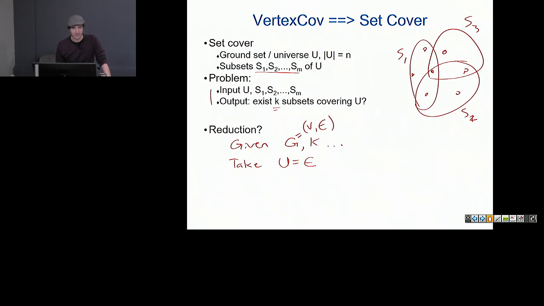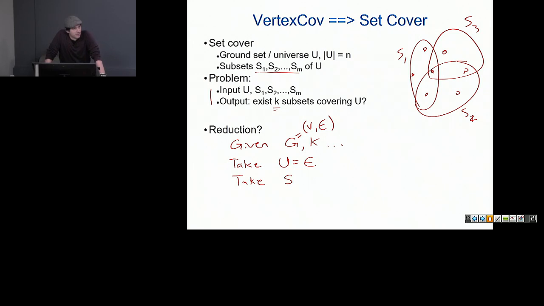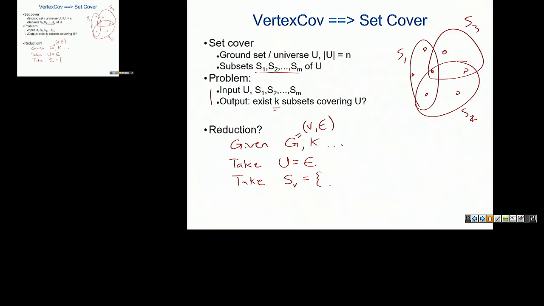So now we just need to specify the S's, right? Can I try a totally different direction? Sure. If you let all the subsets be vertices and you put edges based on inclusion, can you do directed? Yeah, so I think that is the right idea. So we're going to have one set for each vertex. And then if one of the sets is completely included in the other set, draw an arrow.